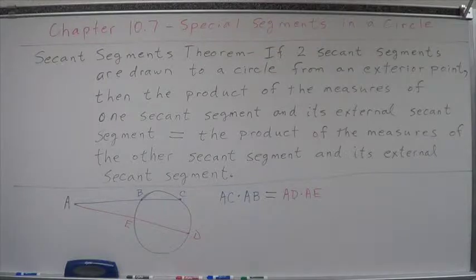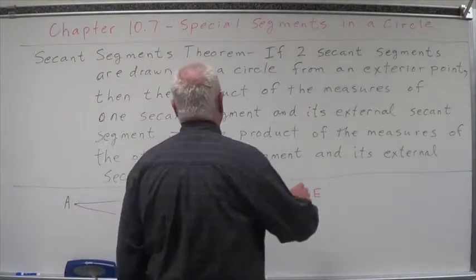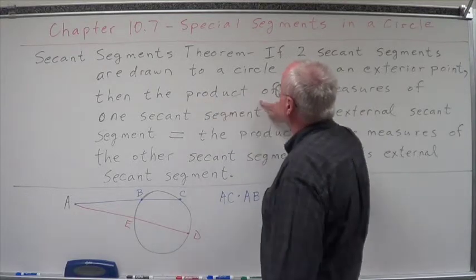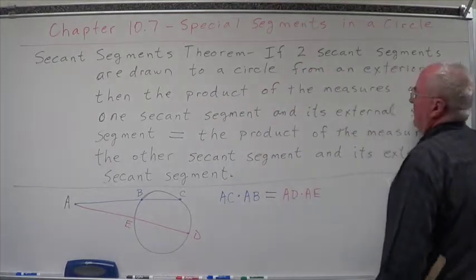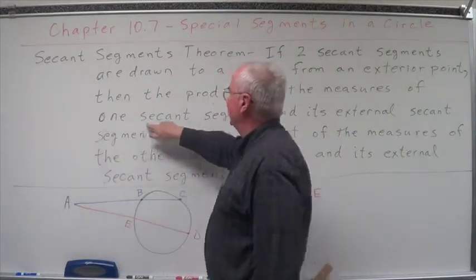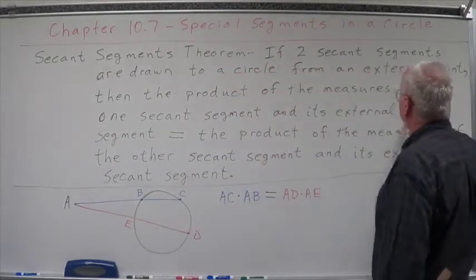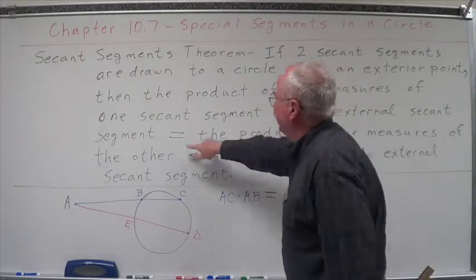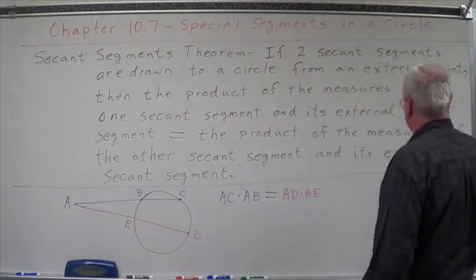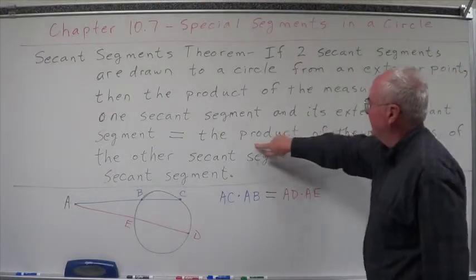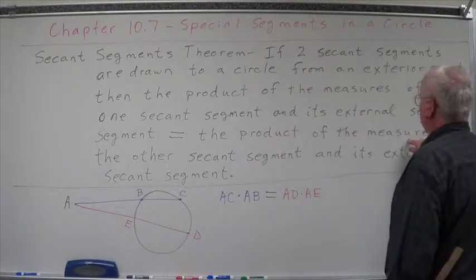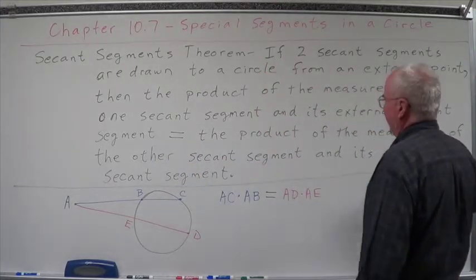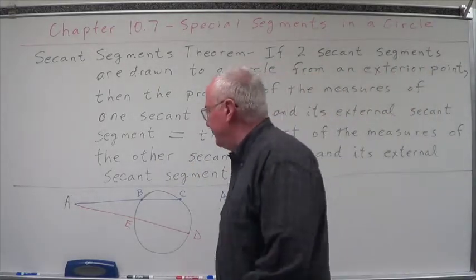What does it mean? Well, a secant segment, the product means the result of multiplication. Measure, that's a number of one secant segment. In other words, the whole segment and its external secant segment. In other words, whatever is outside of the circle equals the product of the number, in other words, the multiplication result of the number that represents the other total secant segment and its external segment. Well, let's draw a picture.